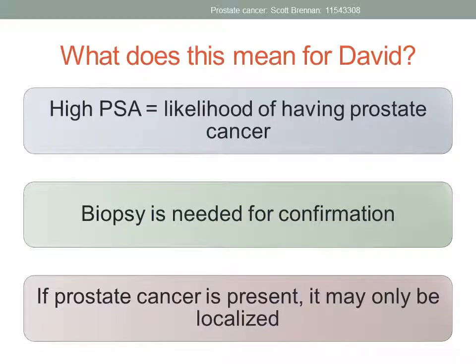So what does this mean for David? David's initial serum PSA level of 32 nanograms per litre places him into a higher risk category for having prostate cancer. A biopsy is therefore needed to confirm whether David actually has prostate cancer or not. If prostate cancer is present, it may be only localized.